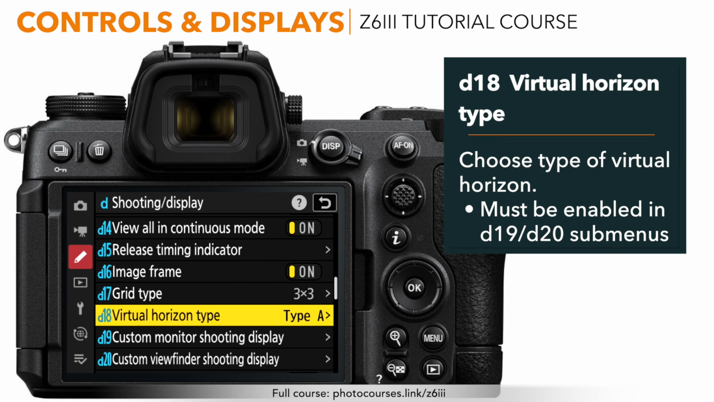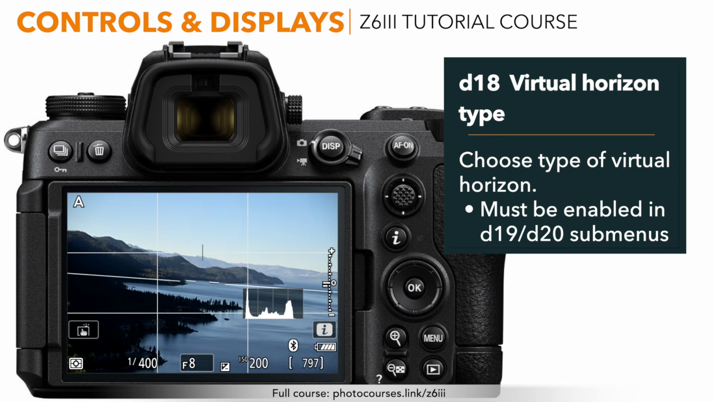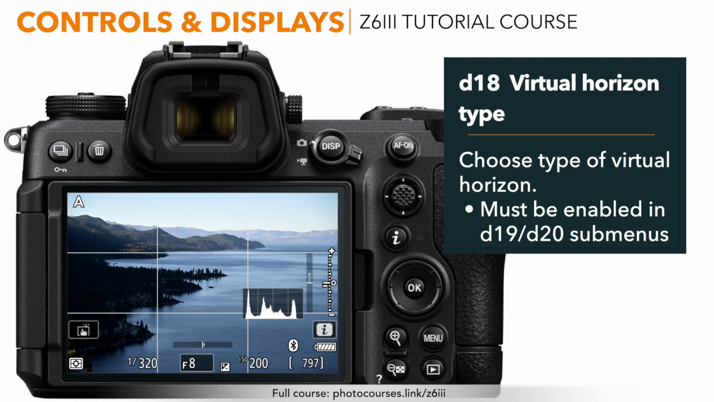Virtual horizon type. Like grid type, is where you'll choose the type of virtual horizon if it's enabled for your displays. Type A will show the levels in the center of the screen, and Type B will move them off to the side and the bottom.